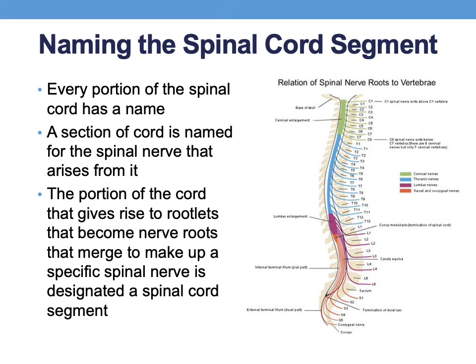Naming a spinal cord segment. Every portion of the spinal cord has a name. A section of cord is named for the spinal nerve that arises from it. The portion of the cord that gives rise to rootlets that become nerve roots that merge to make up a specific spinal nerve is designated a spinal cord segment.